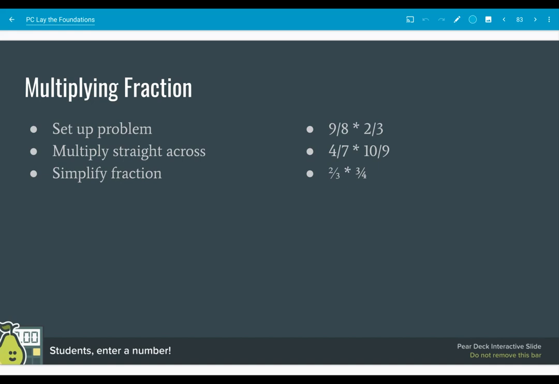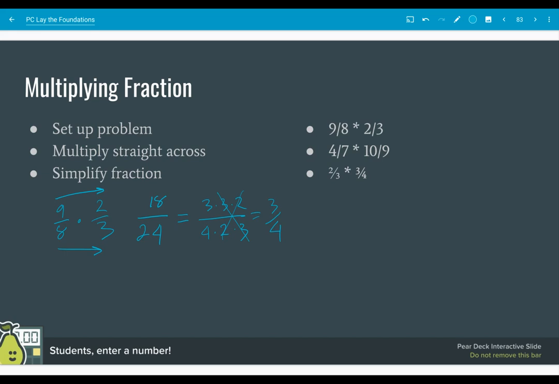So if we have 9 over 8 times 2 over 3, all you do is multiply straight across. So 9 times 2 is 18, divided by 8 times 3 is 24, and then you just have to simplify. So another way we can think about this is 3 times 3 times 2 divided by 4 times 2 times 3. Those cancel, so you're left with 3/4.